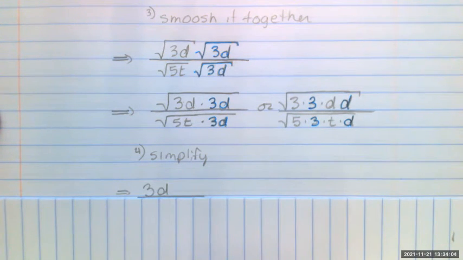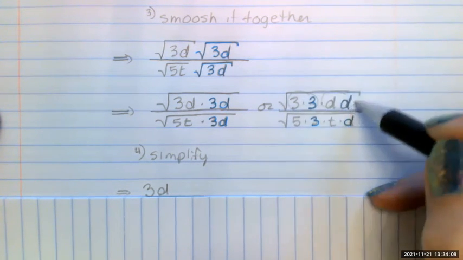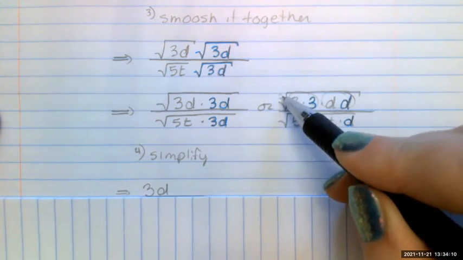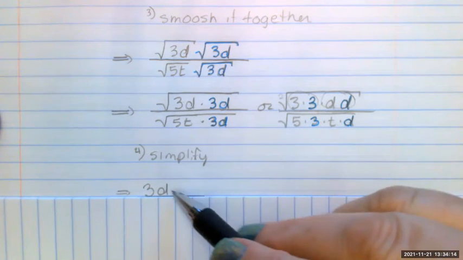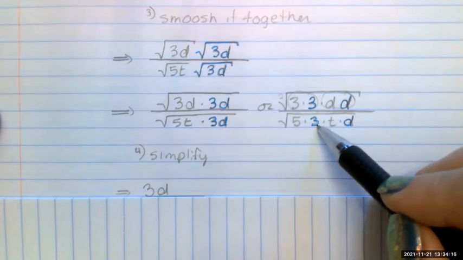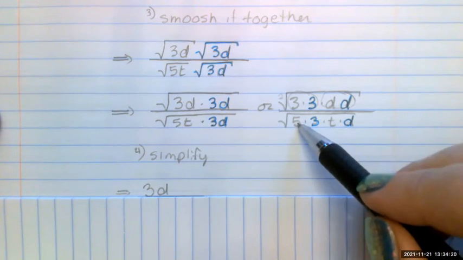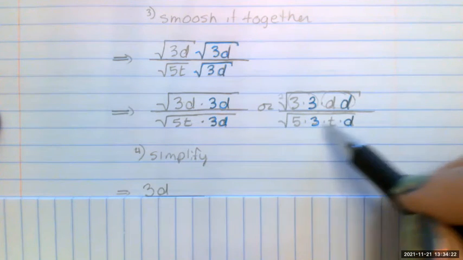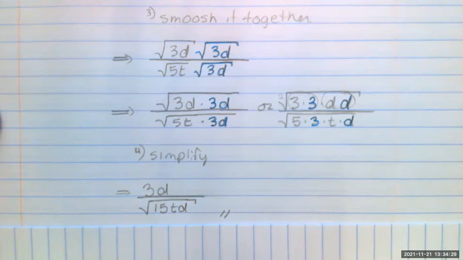3d. Again, I have 2 3's and 2 d's, because my index says I need 2 of a kind. That's one set of 3's and one set of d's. In my denominator, I'd only have one of everything, so I'm going to multiply 5 times 3. And then the order of the t and the d will not matter when I write it. In this case, I wrote it as 15 td. You can also write it as 15 dt.